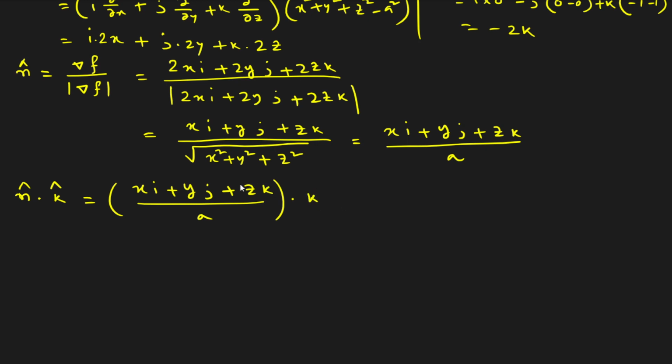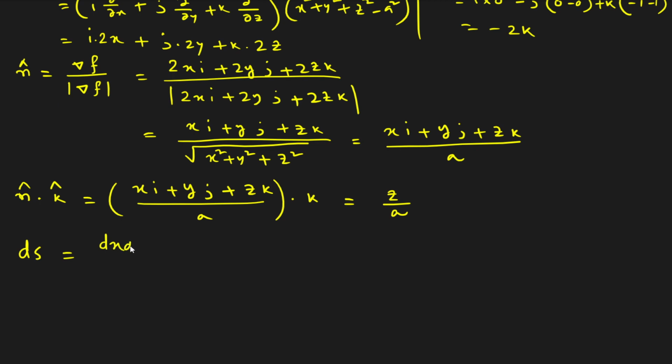So it will be only k dot k, right? The other two terms will be 0 because i cap dot k cap is 0, j cap dot k cap is also 0. So you have only k dot k. k dot k is what? 1. So how much will you have? z by a. Okay. Now in surface integral, what is the formula for ds?